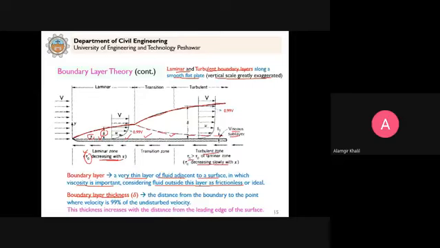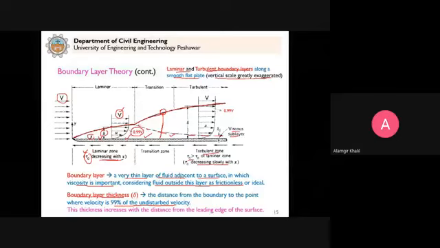It is the distance from the surface of the body to a point where the velocity is 99% of the undisturbed velocity. What is the undisturbed velocity? This is the undisturbed velocity, because outside this fluid the velocity is V. But at this point here, the velocity is 0.99 times the free stream velocity. Because if it becomes V, then it is the free stream velocity and the fluid is ideal for that. So the effect can only come up to 0.99 times the V.